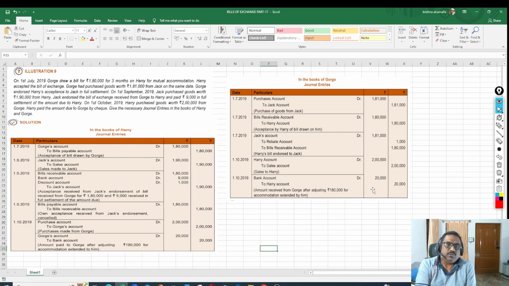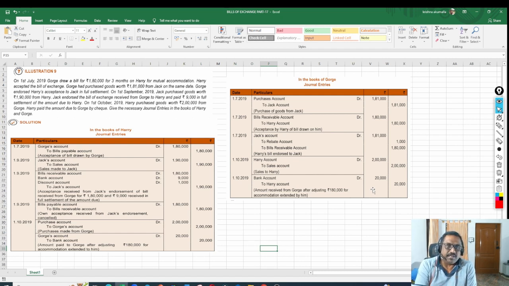On 1st September 2019, Jack purchased goods worth 1,80,000 from Harry. Again, he purchased goods from Harry. Jack endorsed the bill of exchange received from George to Harry and paid 9,000 rupees in full settlement of the amount due to Harry. On 1st October 2019, Harry purchased goods worth 2 lakhs from George. Harry paid the amount due to George by cheque. Whatever amount he is supposed to pay, he paid that amount to George.